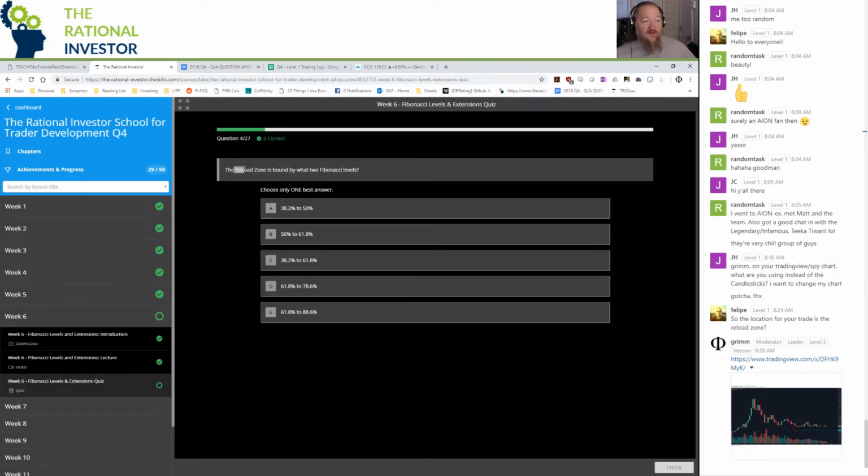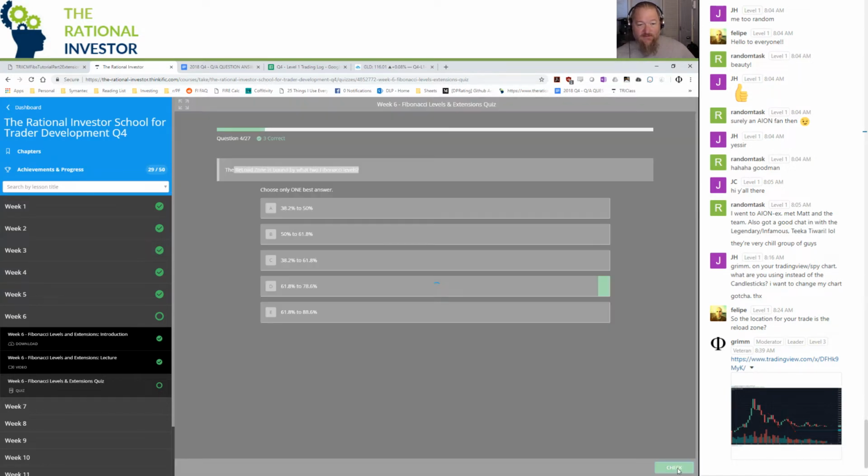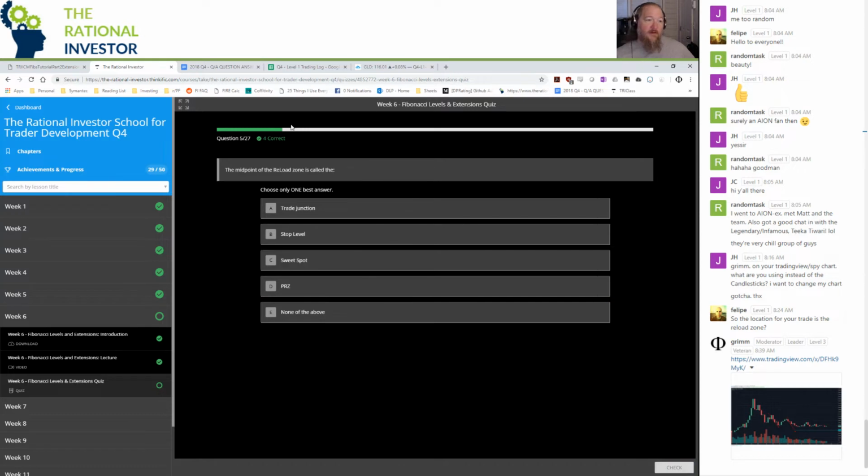And then the reload zone is bounded by which two Fibonacci levels? We're looking for the Mountain Man to the Last Stop, 61.8 to 78.6. And then the midpoint of that reload zone we refer to as the sweet spot. That's that 70.7%.